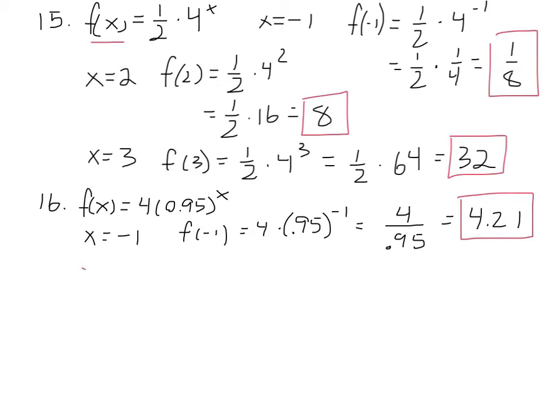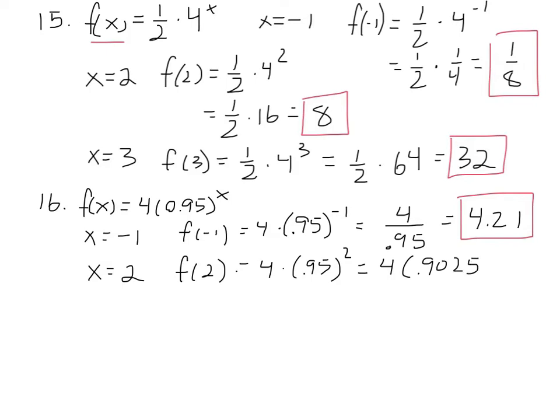Then we're going to let x, we'll do that in black. We'll let x equal 2. So f of 2 equals 4 times 0.95 squared, and 0.95 squared is 0.9025, so 4 times 0.9025 is 3.61.